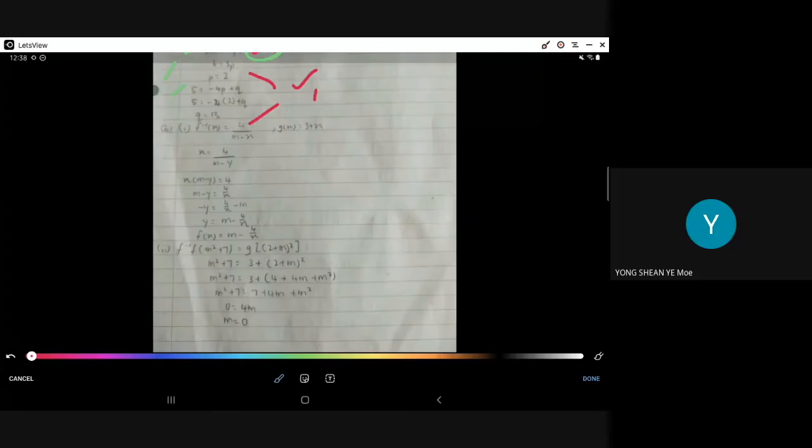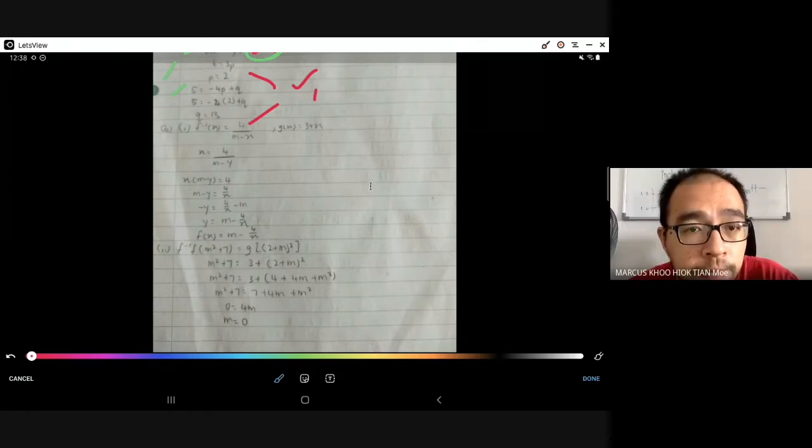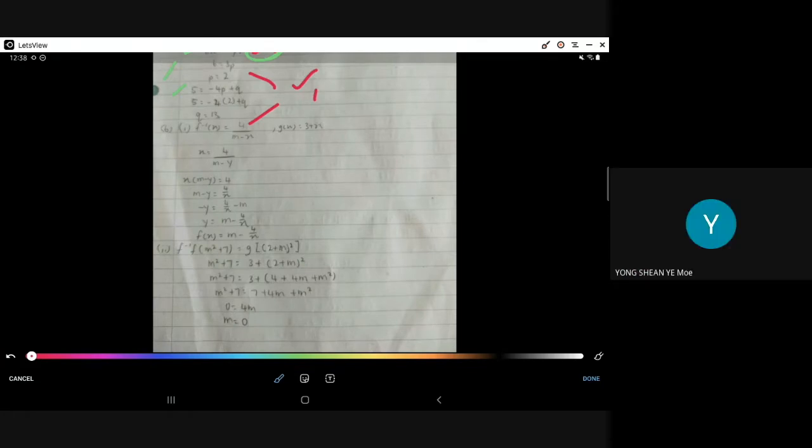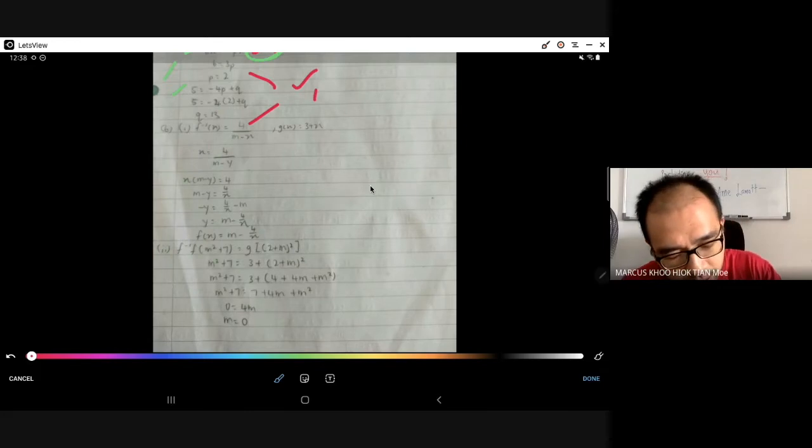For B, you got the inverse function of fx, which is 4 over m minus x, and another function which is 3 plus x. The first question wants you to find the normal function. In order to do this, you need to do the inverse of the inverse. So I changed the inverse function to y, and I swapped the position with x. So you get x equal to 4 over m minus y. Then you do the calculation, and you get m minus 4 over x. And I forgot to put x not equal to 0.